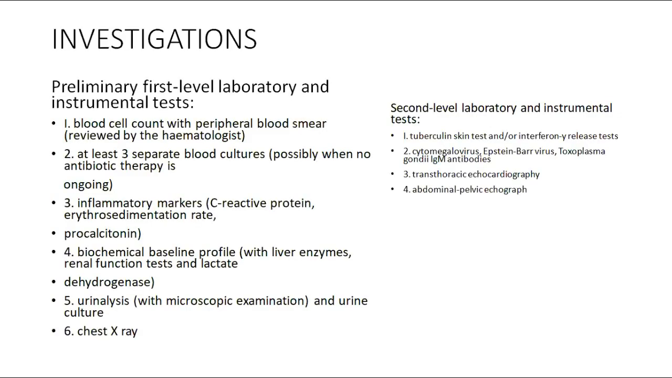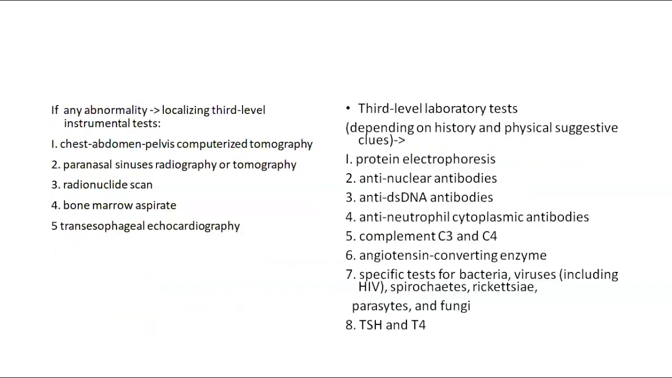Your first level of investigations will be, as you already discussed, complete blood count with peripheral smear, blood cultures, CRP, ESR, LFTs, RFTs, urine analysis, and chest X-ray. Your second-tier investigations include 2D echo, abdominal ultrasound, viral PCRs like for cytomegalovirus, Epstein-Barr virus, toxoplasma, and workup for TB. These are the third tier of investigations.